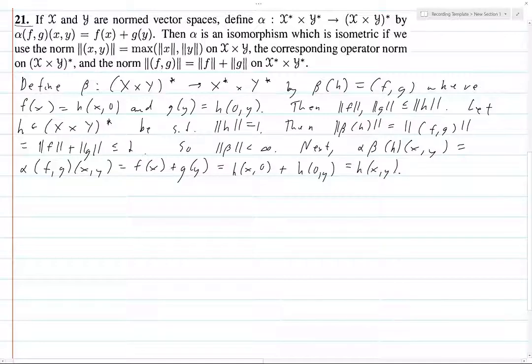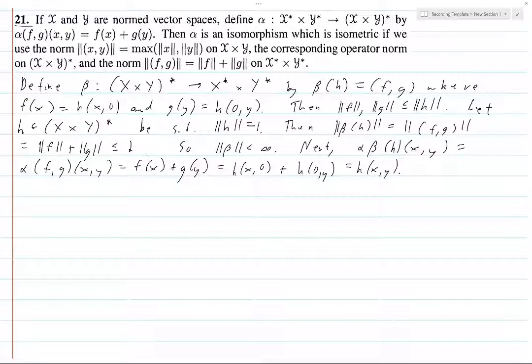Oh, is it obvious that these are linear? If you look at alpha, it's kind of obvious because you put scalars. So where does alpha go from? X star. So yeah, if you put a linear combination in for the f's, the linear combination will come out here, and so that's fine. Same thing with the g's. And so you can see visually that alpha is linear.